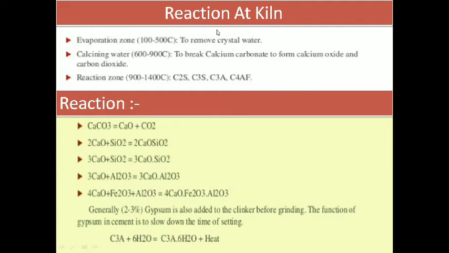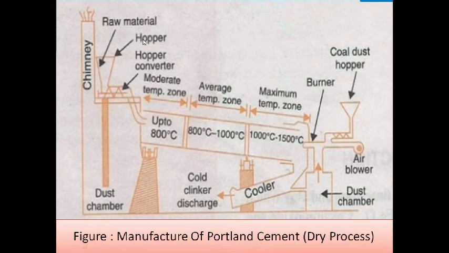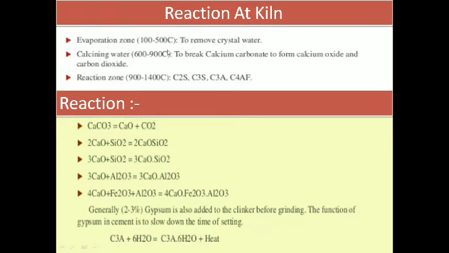Reaction at the evaporation zone, that is 100 to 500 degrees Celsius, removes the crystal water. Calcining zone, that is 600 to 900 degrees Celsius, breaks the calcium carbonate to form calcium oxide and carbon dioxide. This is the 600 to 900 degrees process.